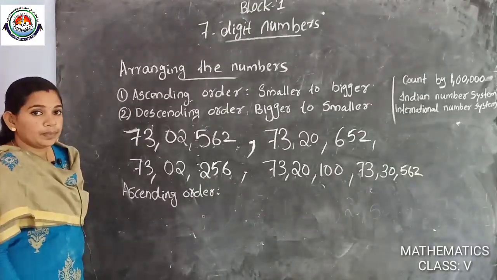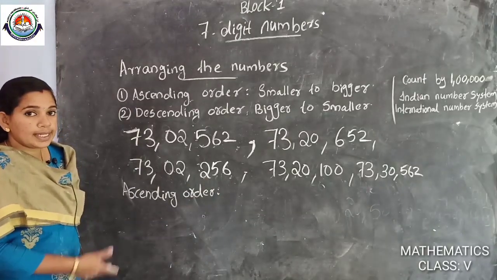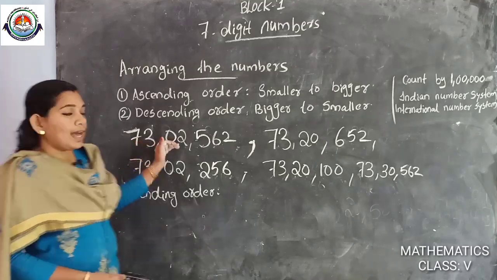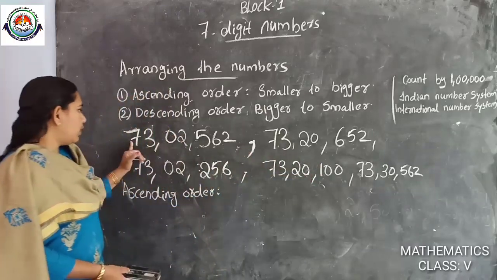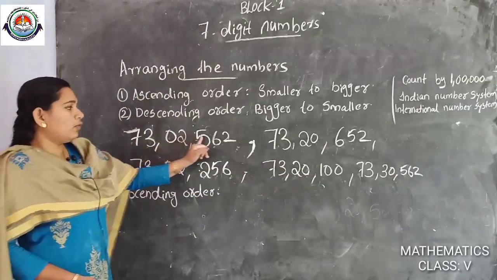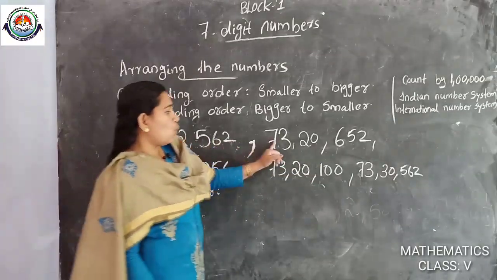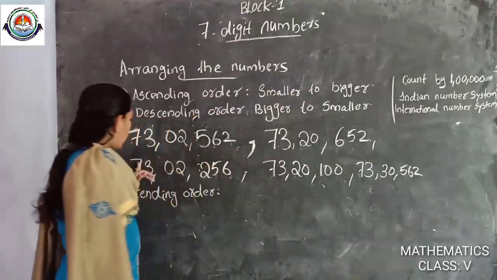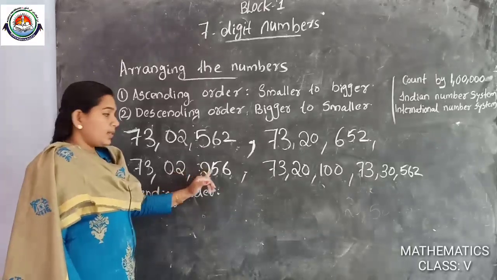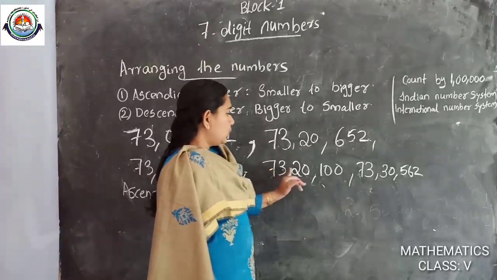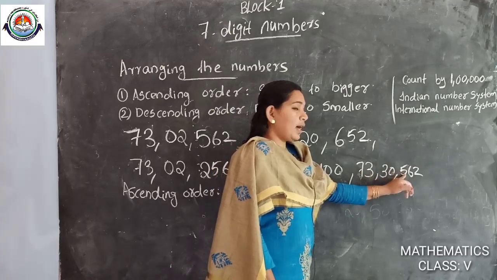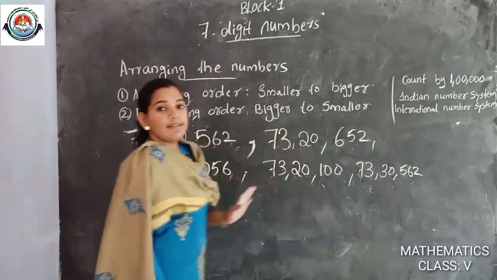Okay. Can I say the answer? Here, all have 7-digit numbers. We will count it: 1, 2, 3, 4, 5, 6, 7. All have a 7-digit number.